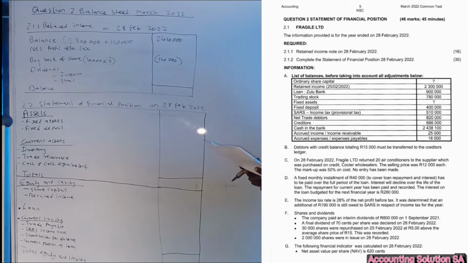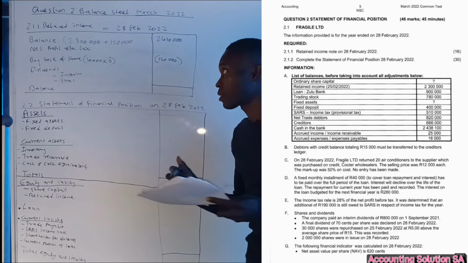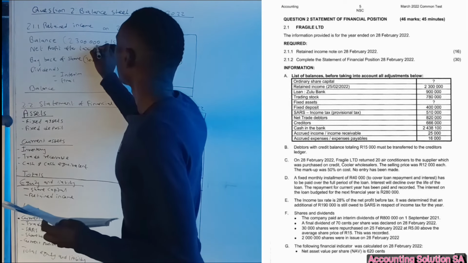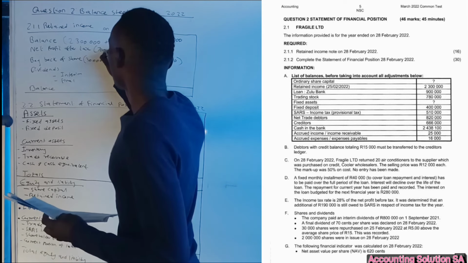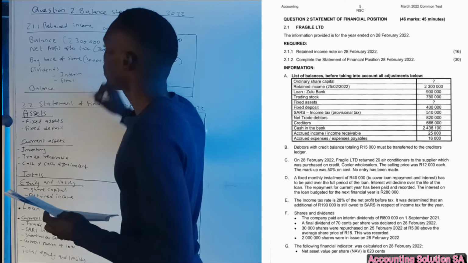Okay, if you add 510 plus 190, it is going to give you 700,000 if not mistaken, because 510 plus 90 is 600, plus 100 is going to be 700. Okay, 700,000. This is not the answer.